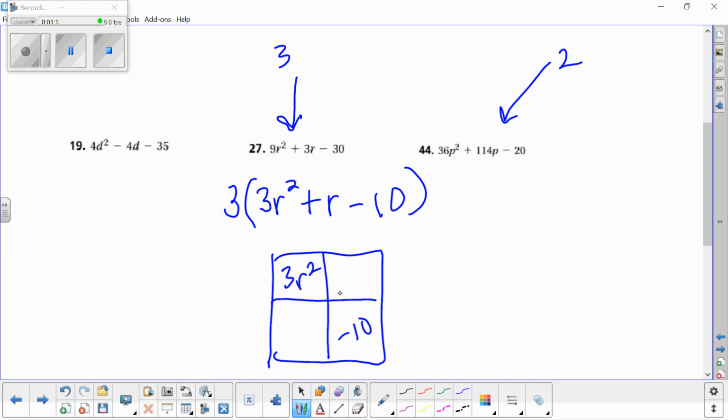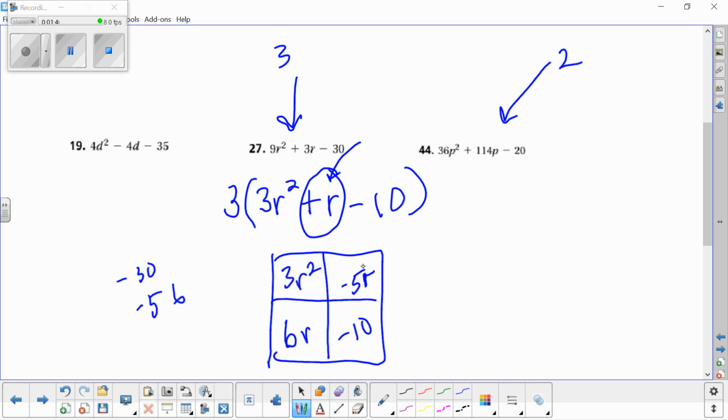So we need two numbers multiplied together that give us negative 30, and when we add them, they equal 1r. So that means they're 1 apart. So right away I'm thinking 5 and 6. Now, in order to get negative 30, but to get positive 1r, we want the 6 to be positive and the 5 to be negative. So I'm going to put the 6r here as positive and the negative 5r there.